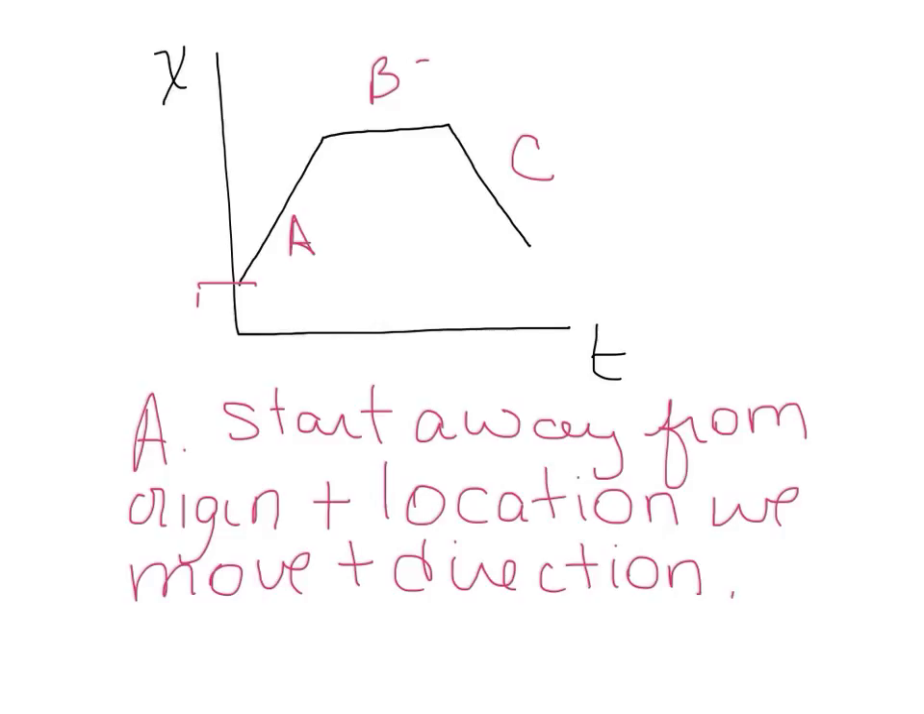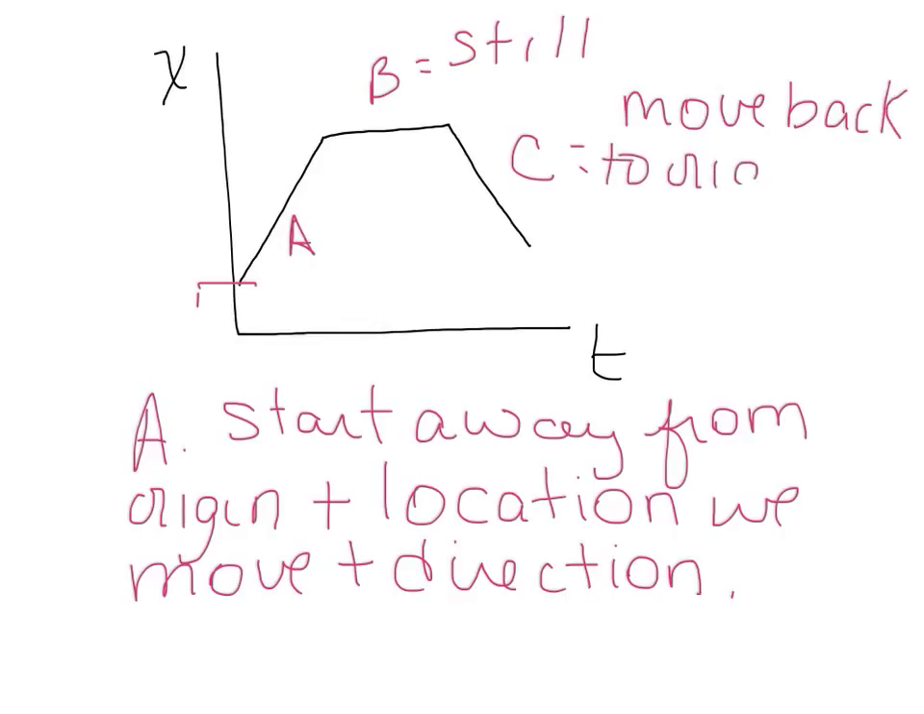In B, we're not moving at all. We're still. And in C, we're moving back towards the origin. So we're moving in the negative direction. So we get these looking graphs.